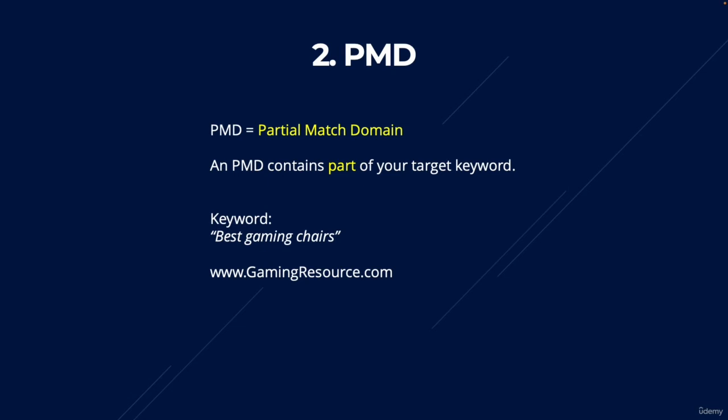www.gamingresource.com. This would be a partial match domain as the domain contains part of our keyword. We can see the keyword was best gaming chairs, so one of the words of that target keyword is the word gaming, and we have the word gaming in our domain name too. So it's partially related to our target keyword. Some other examples of partial match domains using the same example could be gamingguide.com. Again, it contains part of the keyword, or we could also have gaminghq.com. It doesn't really matter which one you go with, these are all classified as partial match domains.